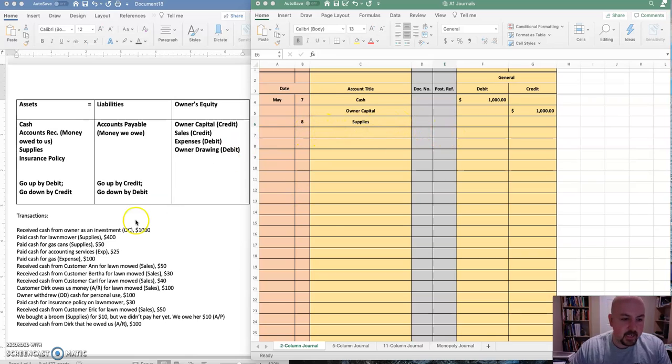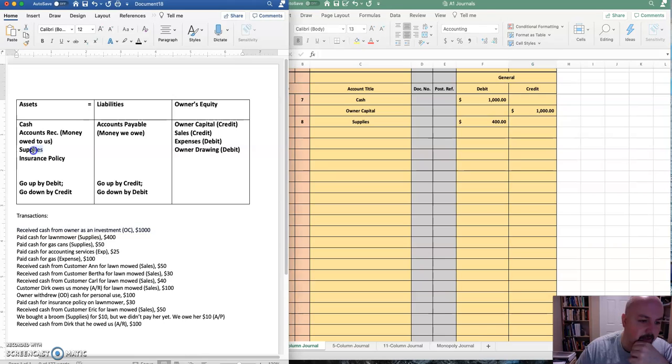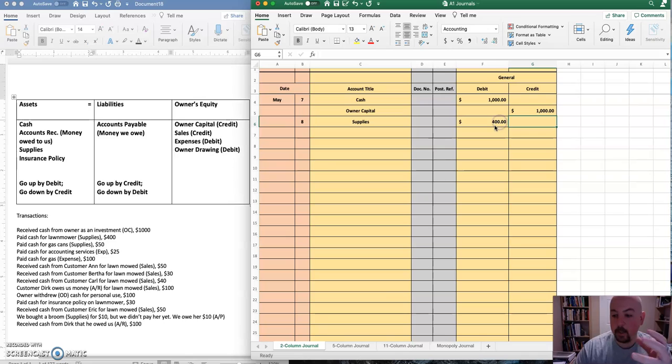In the next transaction, we are going to pay for a lawnmower, and that's going to be part of our supplies. We're going to put in the date is May 8th. We're going to put supplies here in the account title, and we bought this supply, this lawnmower, for $400. Supplies is an asset, and we know that assets go up by debit. So we increased our supply amount. Supplies go up by debits. Therefore, supplies gets a $400 in the debit column.